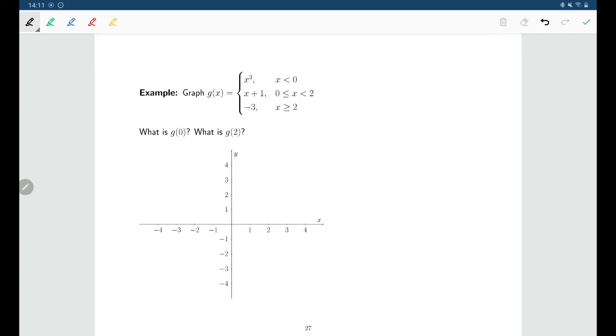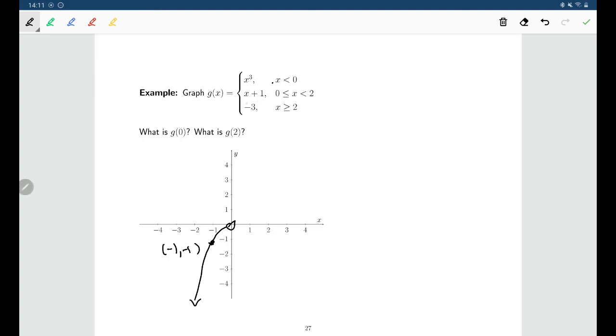So for the first part, which is all the values of x less than 0, we are the cubing function. And I know that the cubing function passes through points (-1, -1), and (0, 0), and also (1, 1), but we're only graphing the cubing function when we are to the left of the origin. So we're really only talking about this side of things. And I'll label that point.